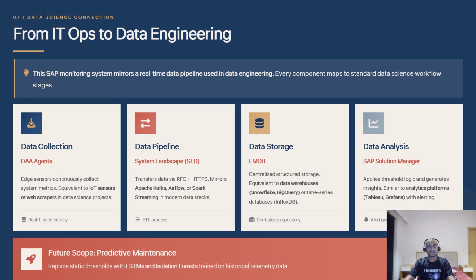From IT ops to data engineering, the data science connection. Now you might be wondering, how does the SAP infrastructure relate to data science and AI? The answer lies in data engineering and predictive maintenance. As we all know, AI models require a massive amount of high quality data. By installing the DA and setting up automated monitoring, I efficiently built a data ingestion pipeline. We are now continuously collecting structured time series data on system behavior.